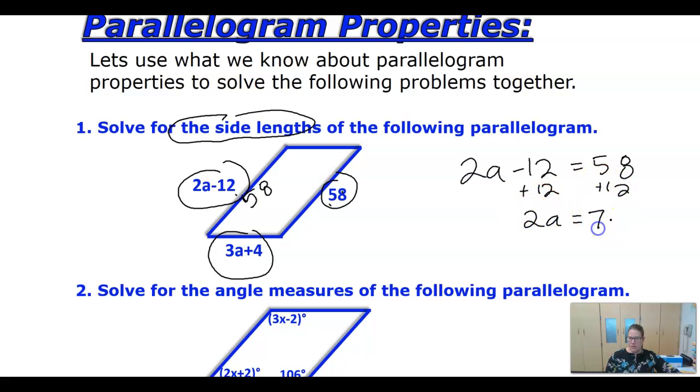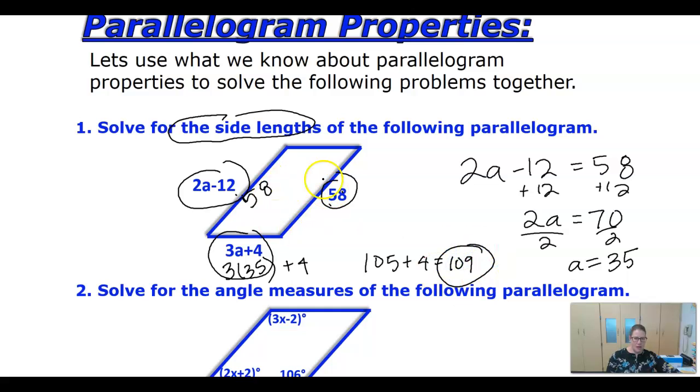So 2a equals 70. Divide both sides by 2, a equals 35. So now that I know what a is, I can find this other side length just by plugging in 35 for a. So 3 times 35 plus 4. 3 times 35 is 105, and then 105 plus 4 is 109. So obviously, this is not drawn to scale, right? Because this side is shorter, and this side is longer. This one's 109, and that was 58. So it's generally a good idea not to consider your diagrams as drawn to scale.